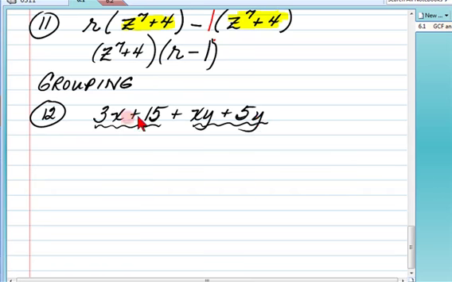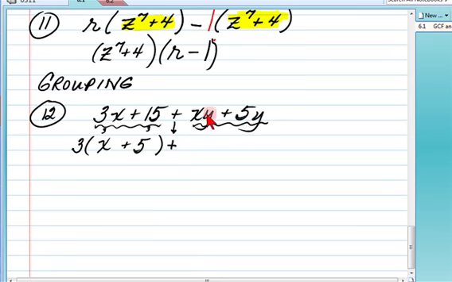All right. Just focus on the first group. What's in common for this first group? 3. So I'm going to factor out a 3. And 3 will go into 3x x times. And 3 will go into 15 5 times. Okay, I've taken care of the first group. Whatever the sign is, it's going to come straight down.